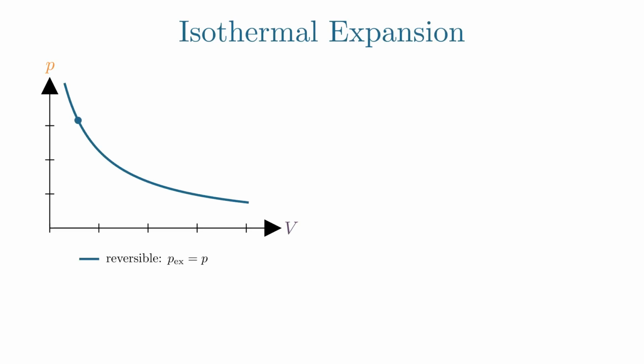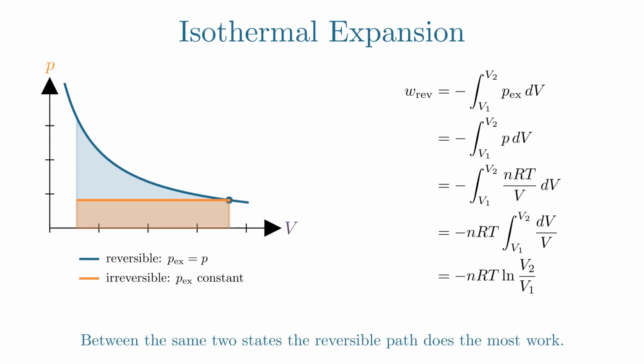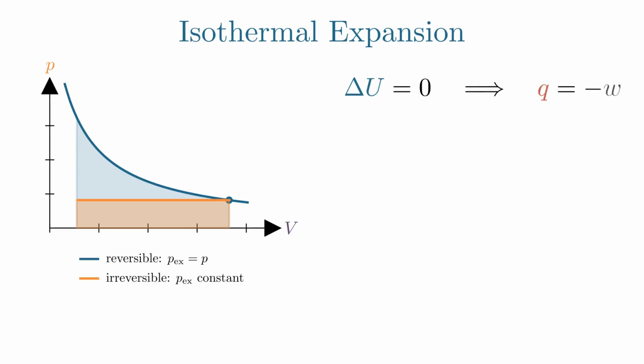Therefore, we have W reversible equals minus the integral from V1 to V2 of P dV equals minus the integral from V1 to V2 of nRT over V times dV, which is minus nRT log V2 over V1. An ideal gas has an internal energy that depends only on temperature. Thus, for any isothermal, i.e. constant temperature, process, delta U equals 0. And the first law gives Q equals minus W.